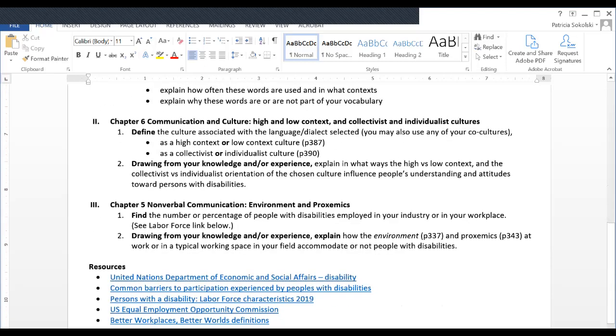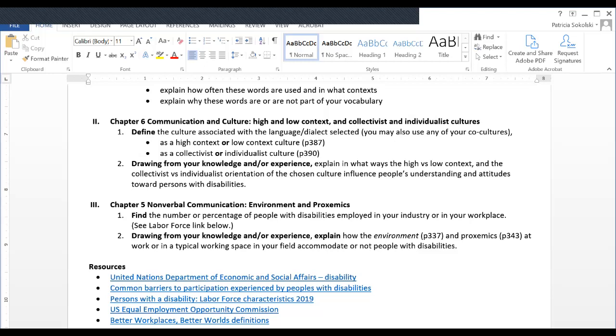For the communication and culture, they'll define the culture associated with the language or dialect they selected, and they'll define it as a high context or low context culture, drawing from their knowledge and experience, not so much about what's in the textbook, but really their own experience. They can see if the culture itself influences people's understanding and attitudes toward persons with disabilities.